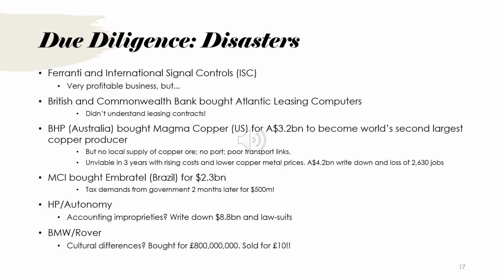Another example, in Australia, BHP, Broken Hill Proprietary, is one of the world's largest miners. It bought a company in the US called Magma Copper for Australian dollars 3.2 billion to become the world's second largest copper producer. They did this in the comfort of some offices in a large city, New York, I think. They didn't bother going out to visit Magma Copper. They didn't see anything. But when they took ownership, they suddenly realised that this was based in an area with no local supply of copper ore, and there was no port to ship the ore in, and the transport links were extremely bad. And within 3 years, the whole thing had become unviable.